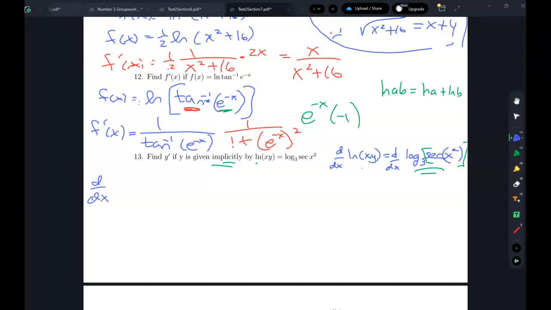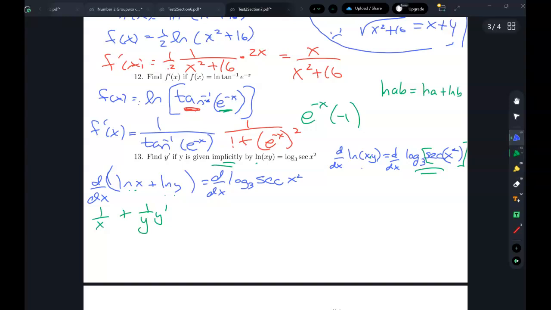So I still haven't taken the derivative. Ln of x plus ln of y. Still going to take the derivative equals the derivative of log base 3 secant of x squared. Okay, so let's go do it. So the derivative of ln of x is 1 over x. The derivative of ln of y is 1 over y times y prime.